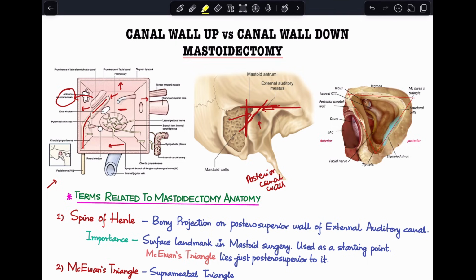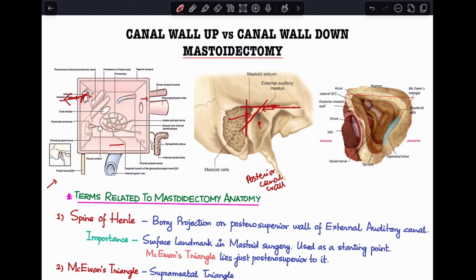So it lies somewhere over here. This is the aditus. Somewhere over here, there's a posterior bony canal wall which overlies the fossa incudis, and that is known as the facial bridge. So usually in mastoidectomy, we need to remove this bridge so as to make this middle ear open up completely into the mastoid cavity behind.